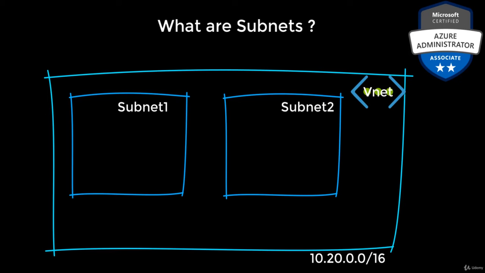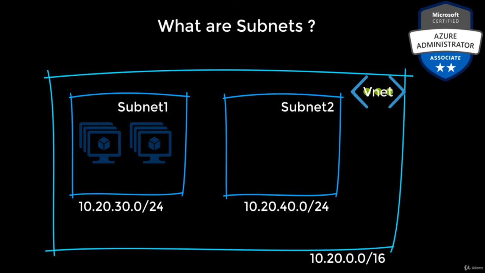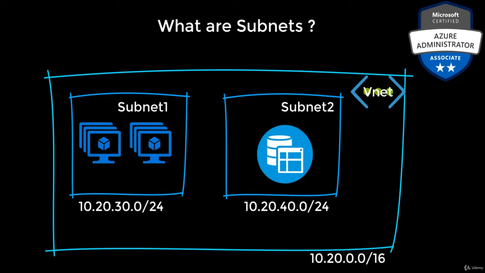A subnet or subnetwork provides logical divisions within your network. Subnets will help us improve the security, increase performance, and also make it easier to manage the network. Each subnet contains a range of IP addresses that fall within the virtual network address space. Each subnet must have a unique address range, which we mentioned as a CIDR block.